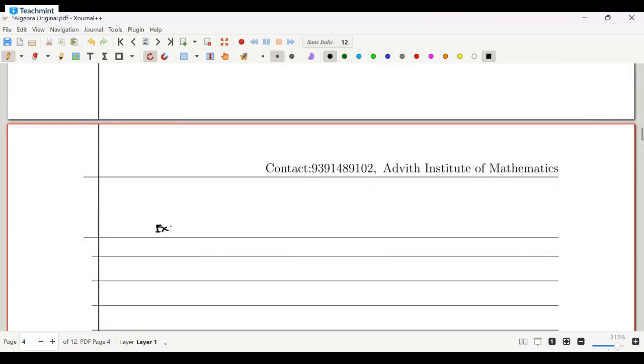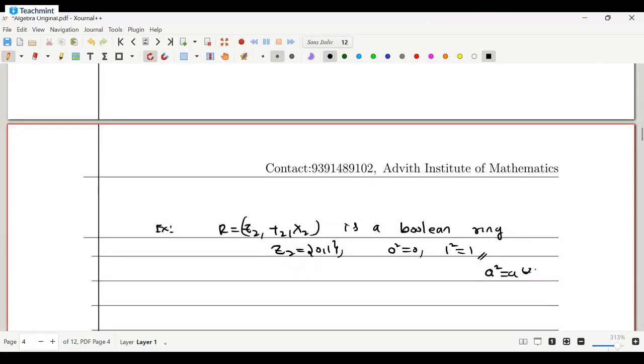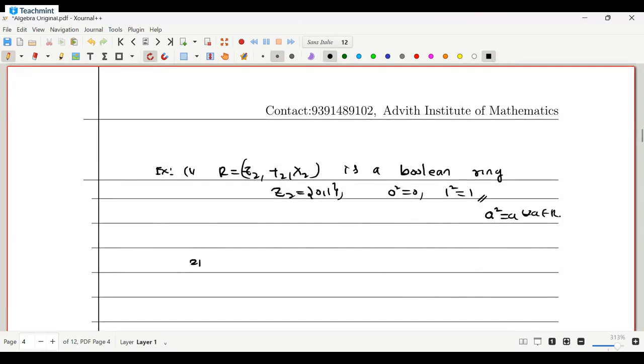So examples: R is equal to Z2, sir, with respect to addition modulo 2 and multiplication modulo 2, is a Boolean ring. ఎందుకు? Z2 లో ఓన్లీ రెండు ఎలిమెంట్స్ ఉంటాయి, 0 and 1. So therefore 0 square equals 0, 1 square equals 1. So a square is equal to a for every a belonging to R. So Z2 is a Boolean ring. Number 2, R equal to the cross product Z2 cross Z2, or Klein 4 group, with respect to plus and dot, is also a Boolean ring. So Z2 cross Z2, the same, right? (a, b) such that a, b belong to Z2. The 4 elements ఉంటాయి సార్: (0,0), (0,1), (1,0), (1,1). It is a Boolean ring.